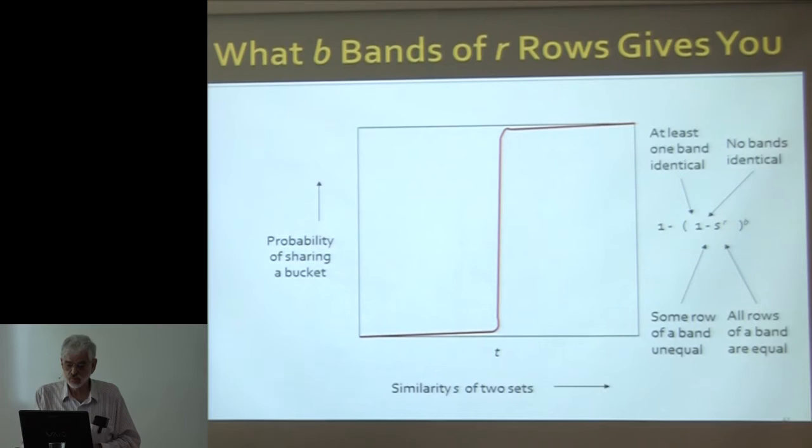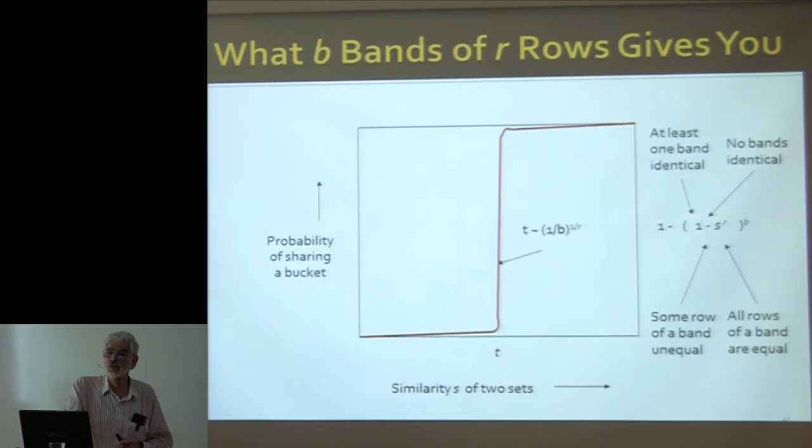By the way, the threshold, the point at which the rise will occur, is approximately 1 over B to the 1 over R power. So that tells you, presumably B times R is fixed. That's the number of minhash functions you've chosen. You want the threshold to tell you how to divide the product between B and R, so that the threshold is approximately what I have there, 1 over B to the 1 over R.